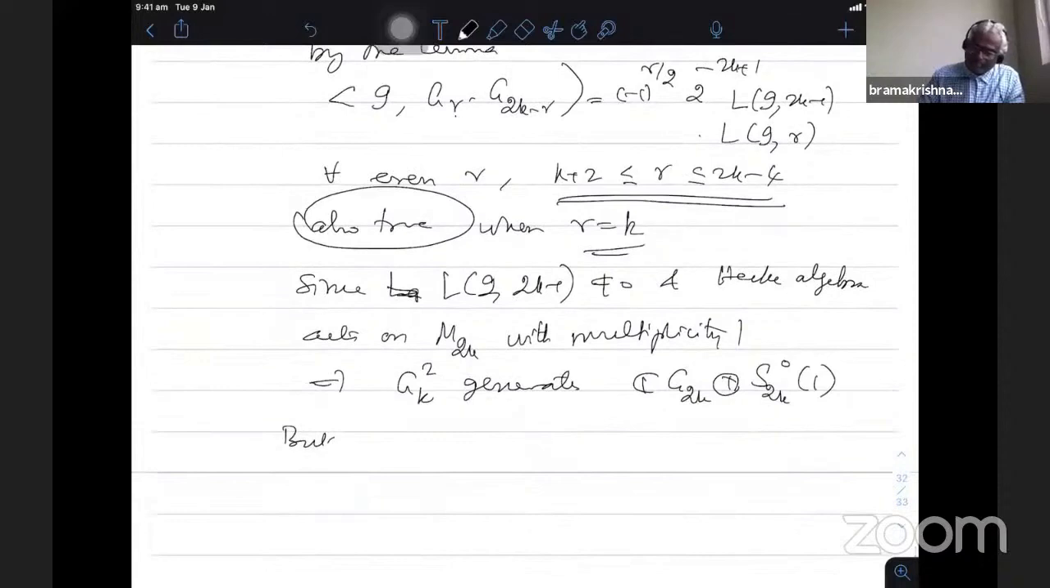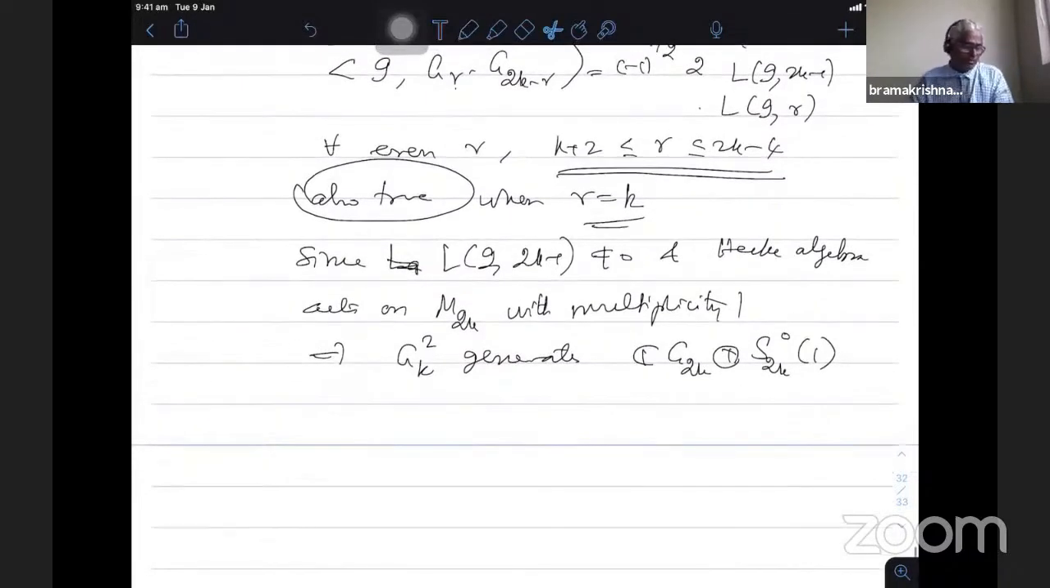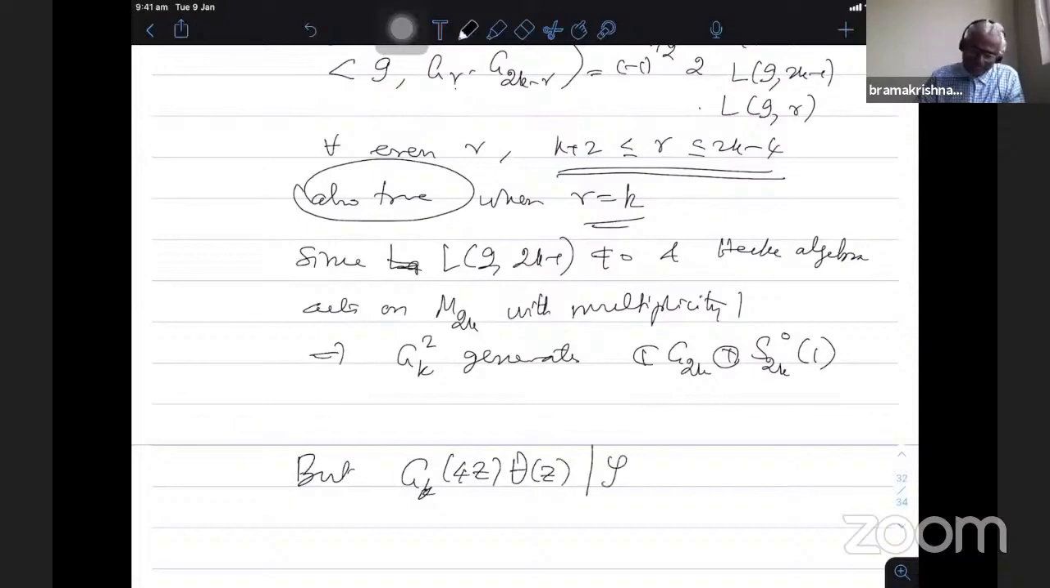But what he uses, which I am going to tell from yesterday, the last lecture onwards, I have been telling the special property of the Shimura map. It keeps on coming in many ways. Okay, now he makes use of another result. So take G_k of 4z, multiply by theta of z, and then apply the Shimura Kohnen map.